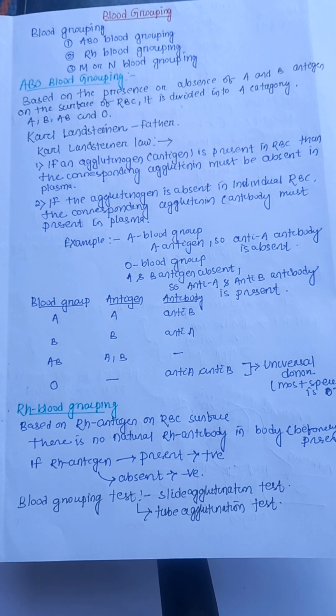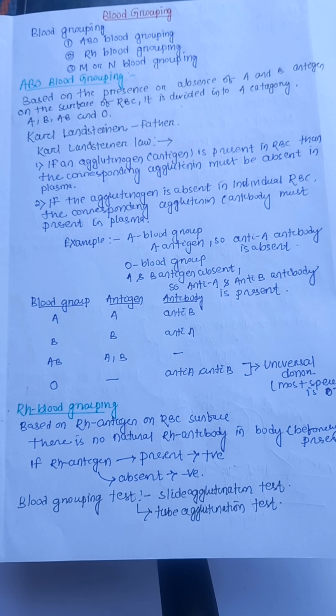And you know this about Rh blood grouping, where Rh antigen is present on the RBC surface. If it is present, it is Rh positive; if absent, Rh negative. There is no such natural Rh antibody present in our body. It is induced by the Rh antigen if there is something like a mismatched blood transfusion. What happens in erythroblastosis fetalis, we'll discuss in further classes.